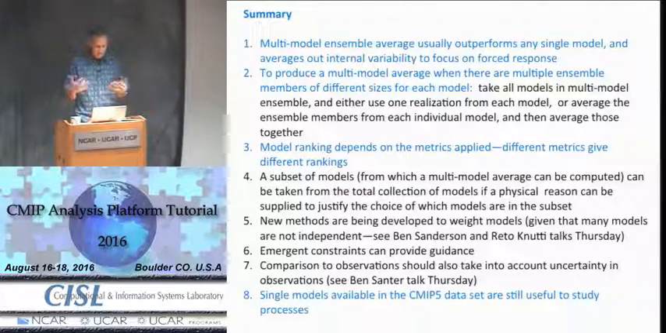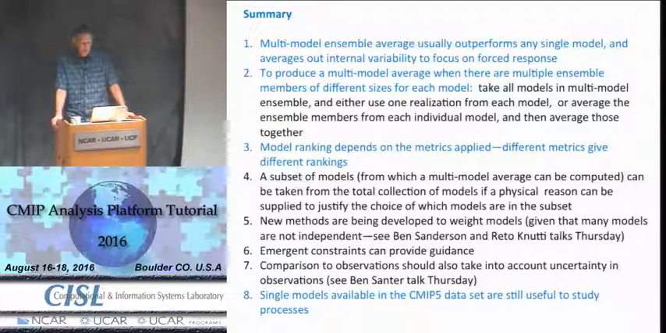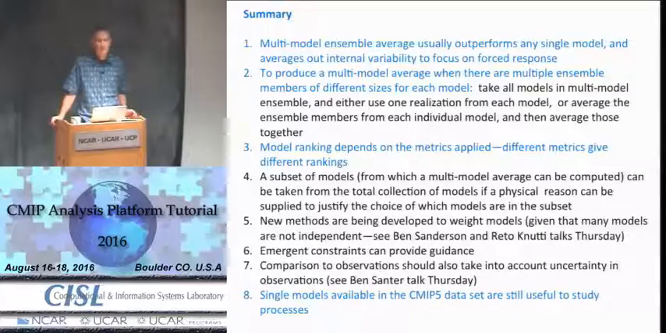And I think that the other thing about comparing to observations is you should try to take into account uncertainty in the observations. I think Ben Santer is going to talk more about that on Thursday. But having said all that about multi-models, single models that are available in the CMIP5 data are still useful to study processes. Thanks.